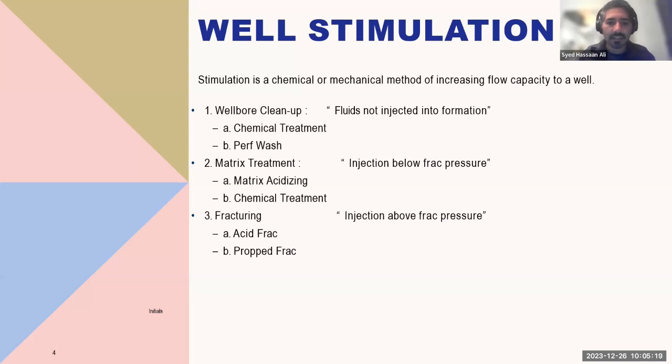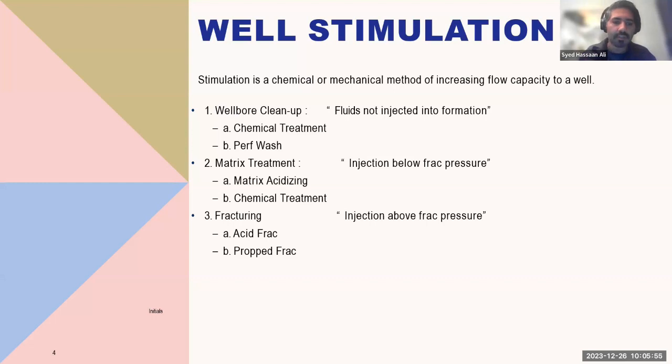In matrix acidizing, what happens is that we are trying to clear the damage zone in the wellbore. We are trying to dissolve the carbonates. We are trying to dissolve anything that can impede the production flow into the wellbore. In the matrix treatment, we are injecting solvents and acids just to dissolve that. And this injection is done at a pressure lower than the pressure gradient of the rock.